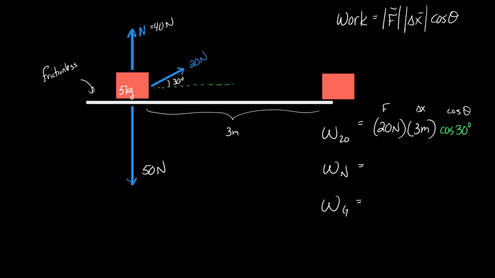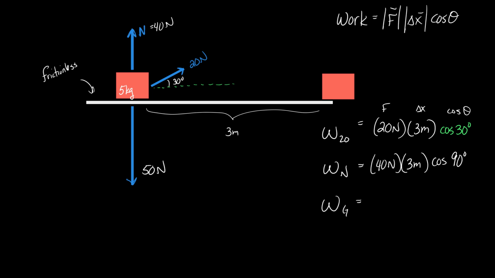What's the size of the normal force? 40 newtons. What's the displacement of the box? 3 meters. What is the angle between the normal force and the displacement? 90 degrees. Now, is there anybody who needs help with any of those numbers? Well, the 90? The normal force points upwards, but the box slides to the right. So I'm actually looking for the angle between those two. Does that make sense? Okay.